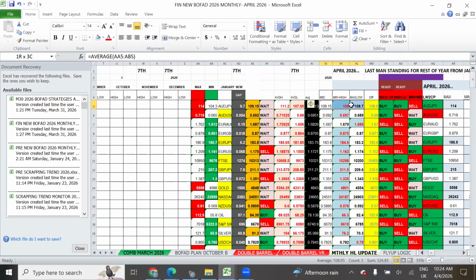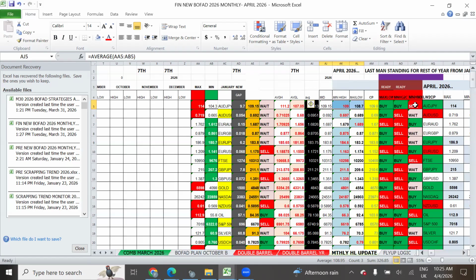From these three figures that I have computed here, I have 109.15, I have 109, I have 108.7. So what this means is that according to this information, the current market price is above all these three prices. So it means that the market is a buy.